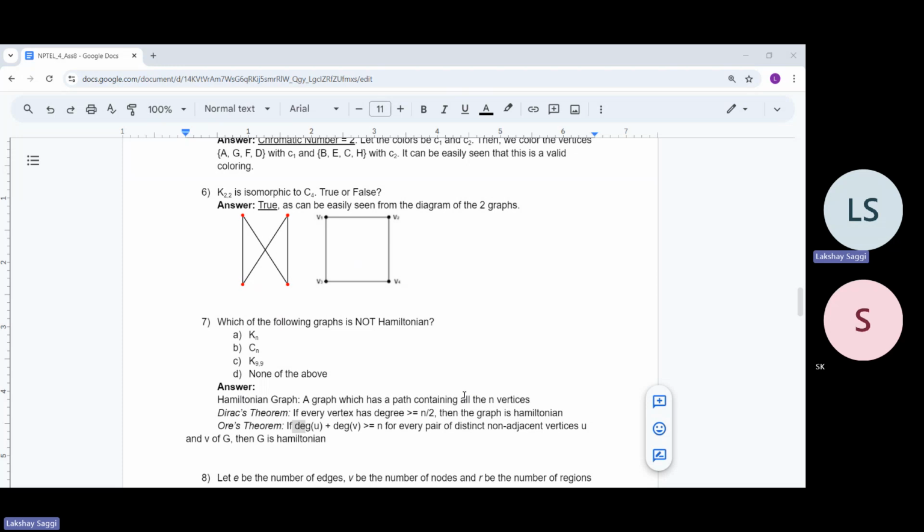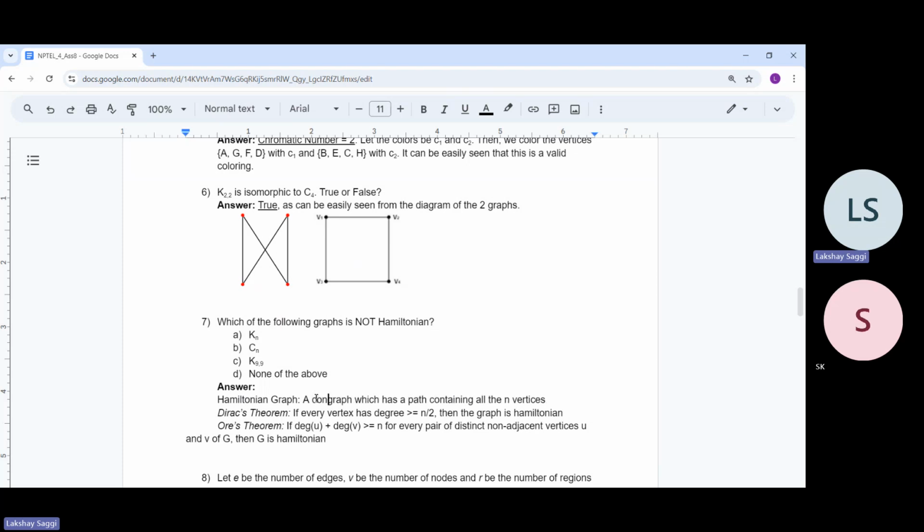Okay, so SK is asking in the chat whether there is any significance to a tree or a graph with more than one component not being Hamiltonian. Yeah, a graph which is disconnected cannot be Hamiltonian, because you cannot go from a vertex of one component to a vertex of another component. So that's why when we talk about Hamiltonian graphs, we generally talk only about connected graphs.